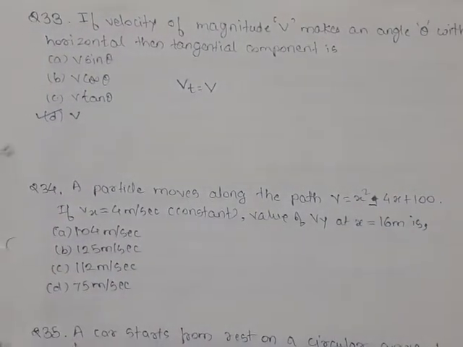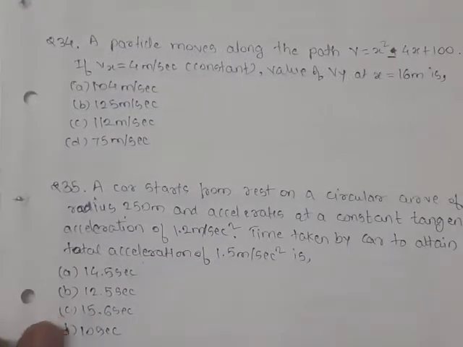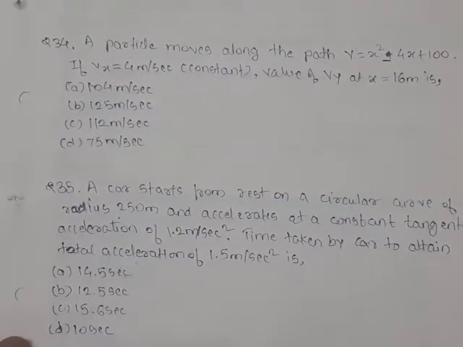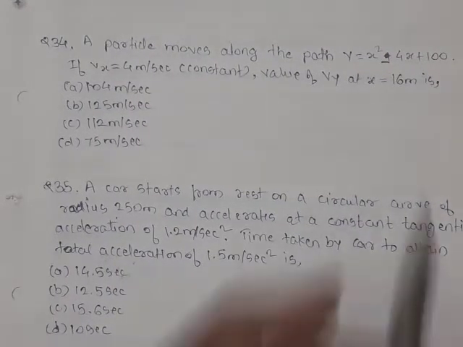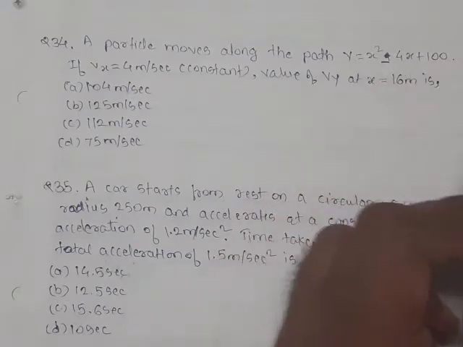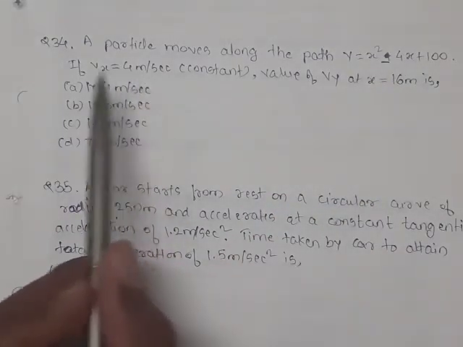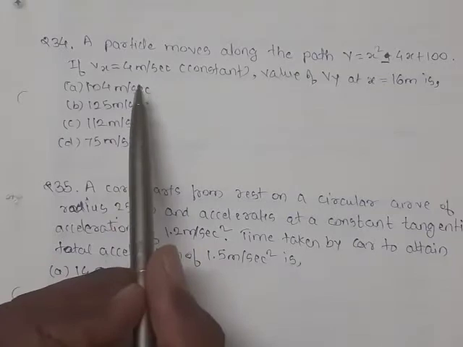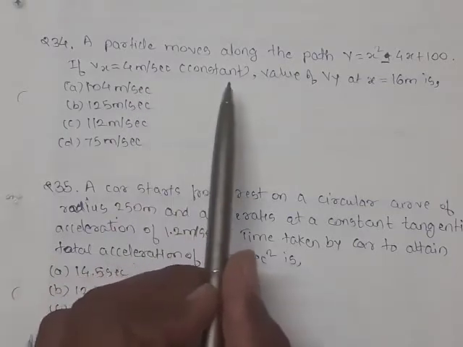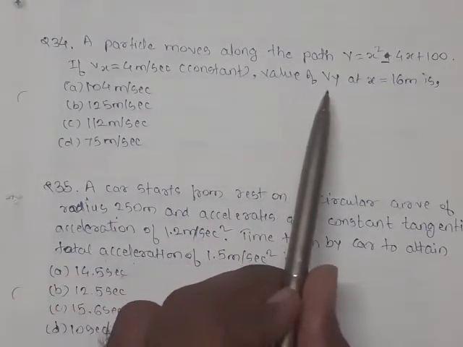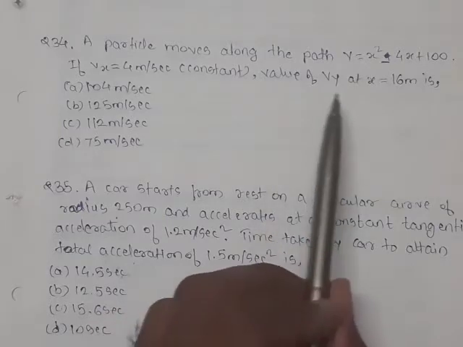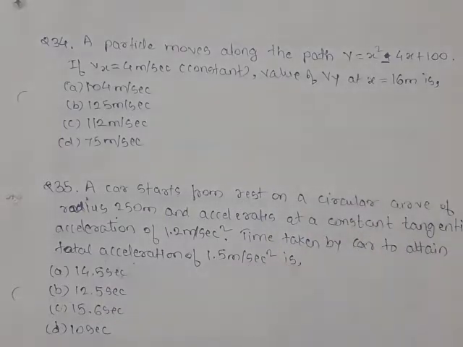Let's see the next question, 34. A particle moves along the path y equals x squared minus 4x plus 100. If vx, the velocity component along the x direction, equals 4 meters per second, which is constant, find the value of vy, the y component of velocity, at x equals 16 meters.